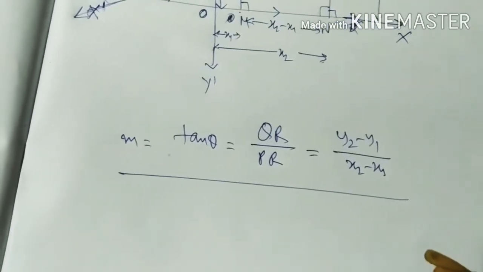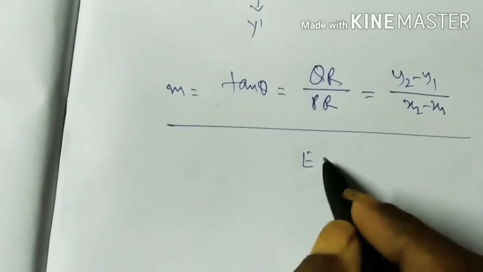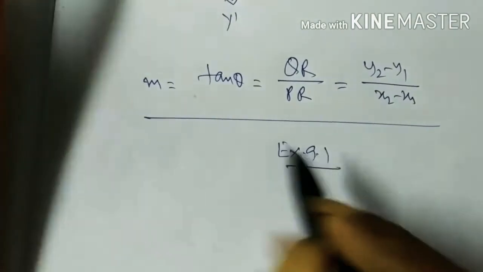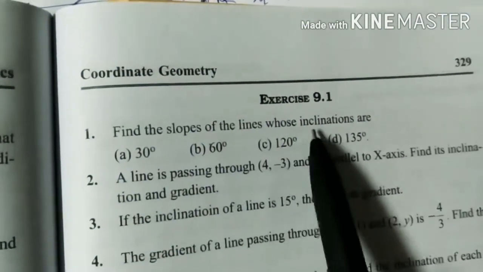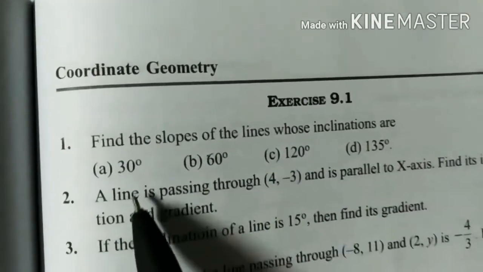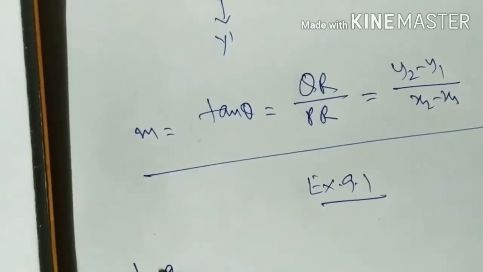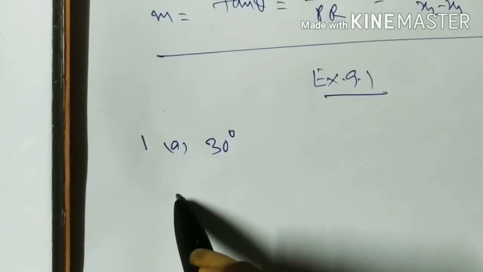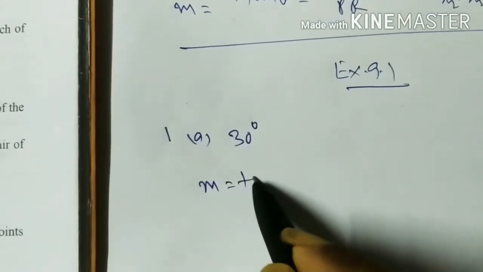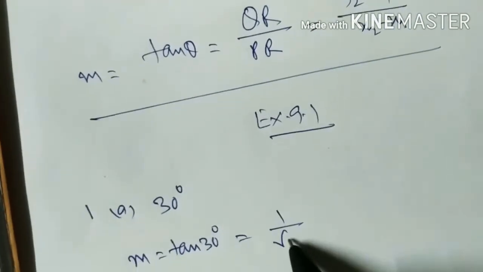Now let me go to our exercise 9.1. Question number 1. Find the slopes of the line whose inclinations are these. You have to find out the slope of the line. Question number 1A, it is given 30 degree. So slope of the line, that is m, is equal to tan 30 degree, and the value of tan 30 degree is 1 by root 3.